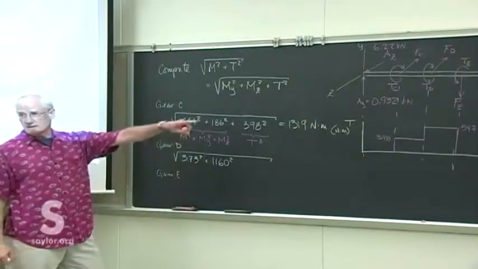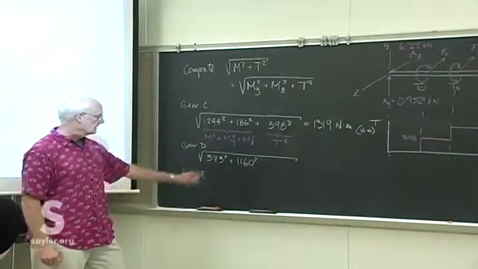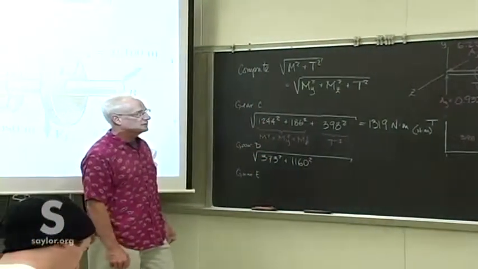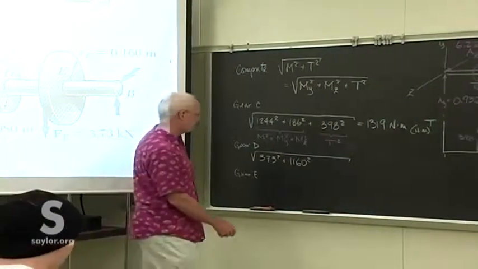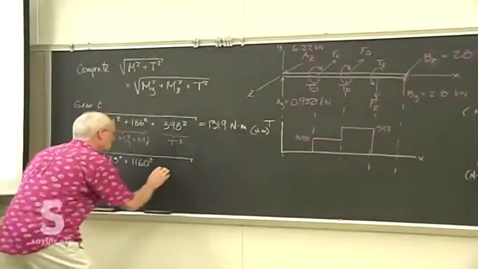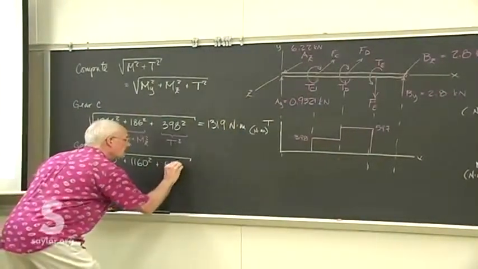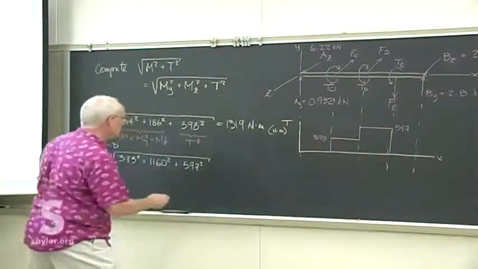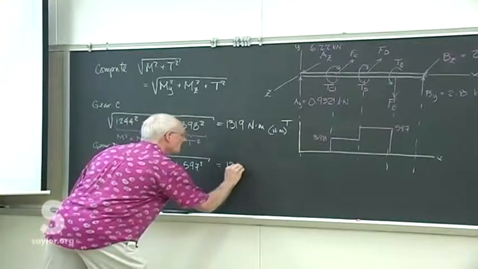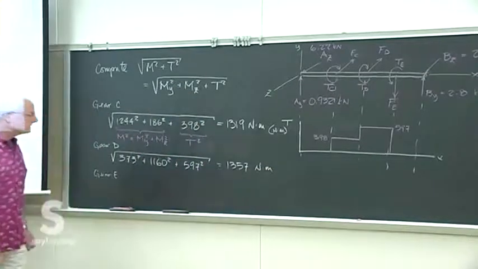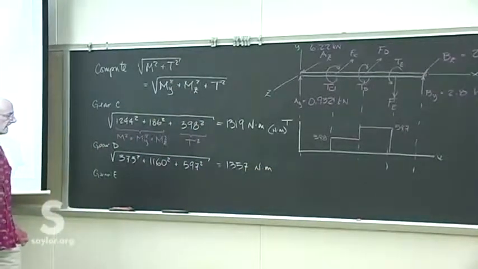To my mind, this really helps. Having to do this step explains why these different views are so useful. And then at gear D, we have an expected maximum torque of 597. And that's then 1357 Newton meters as the expected total torque, total moment at that place.